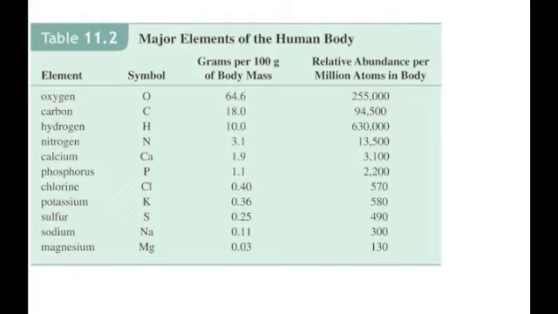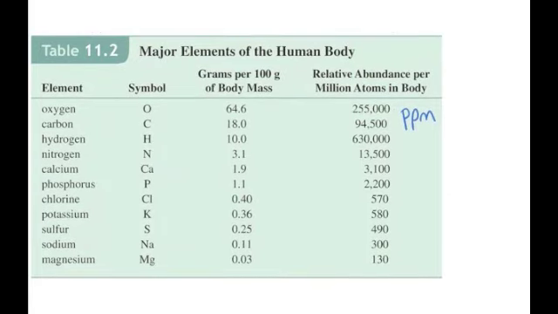This particular table shows the element, of course the symbol for the element, the grams per 100 grams of body mass, so that's going to add up to be nearly 100 because there are some micro things that aren't on here, and then the relative abundance per million atoms in the body, in other words, parts per million. Okay, and so the element that exists the most by mass is oxygen, but the most individual atoms is hydrogen. Okay, just because hydrogen is so much lighter than oxygen.